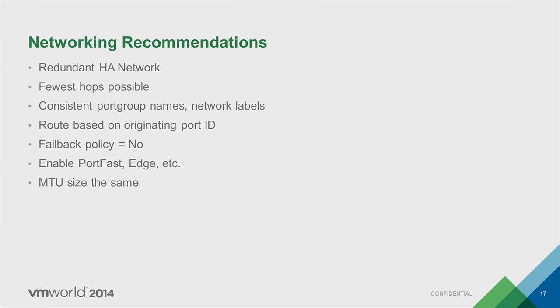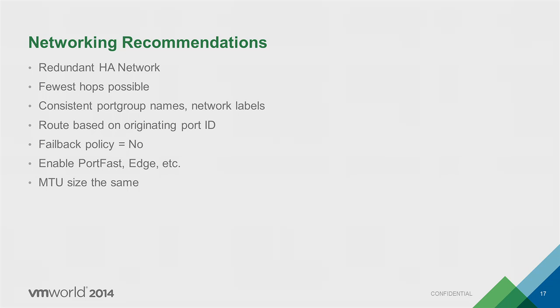The first one is a redundant HA network. Recall that the primary mode of communication for the HA agents is through the network, so it is great if there is more than one network for the agents to communicate on. In a typical scenario, HA uses the management network, so if there is a redundant management network, it's good. Or in case of a VSAN setup, it uses the VSAN network, so a redundant VSAN network would also be good.